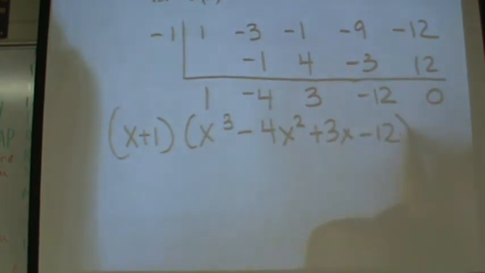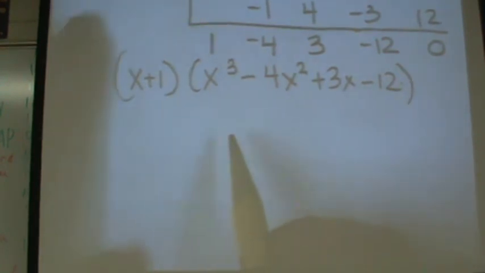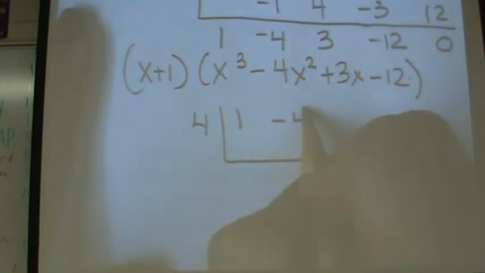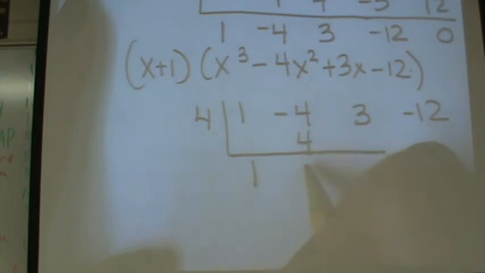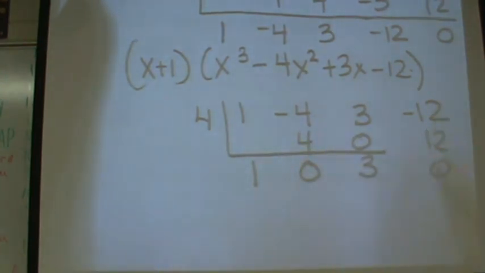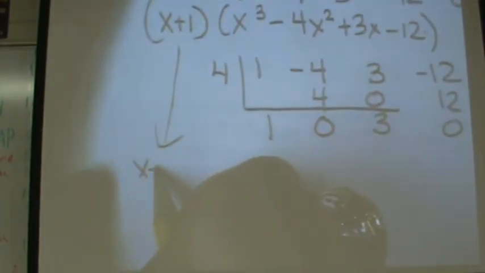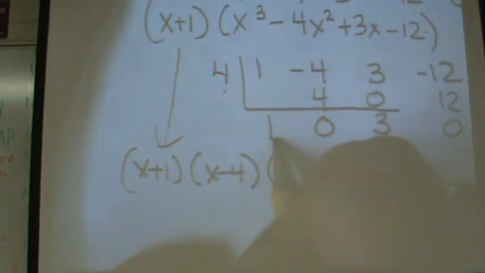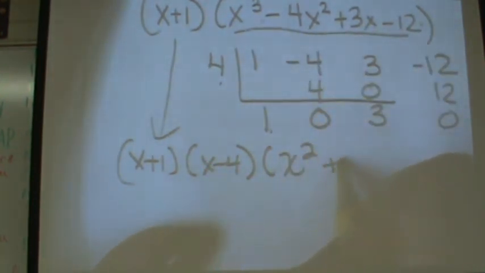Now with this, you're going to factor again, and 4 works. 1, negative 4, 3, and negative 12. Bring down the 1, you get 4, 0, 0, 3, 12, 0. So you have now, bringing this down, you have x plus 1, and then x minus 4, and then right here, you're going to go 1 degree less than this problem, so x squared plus 3.